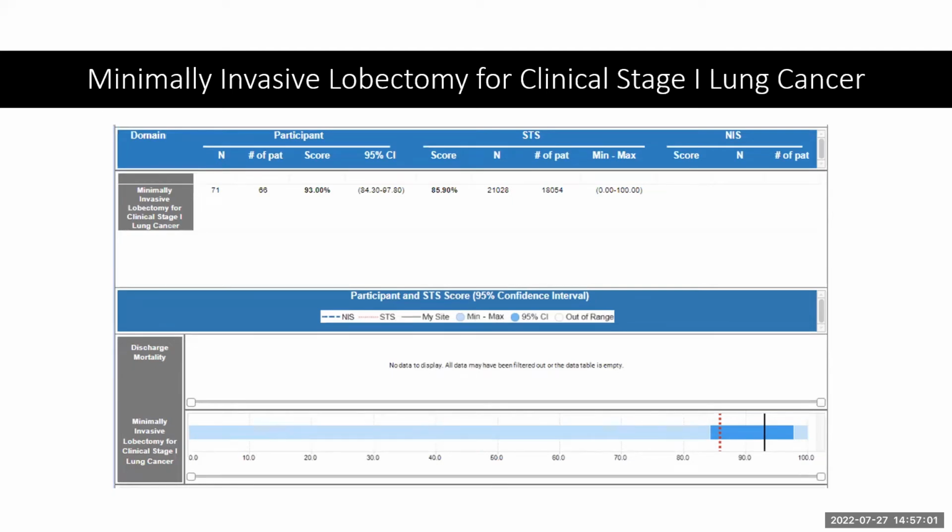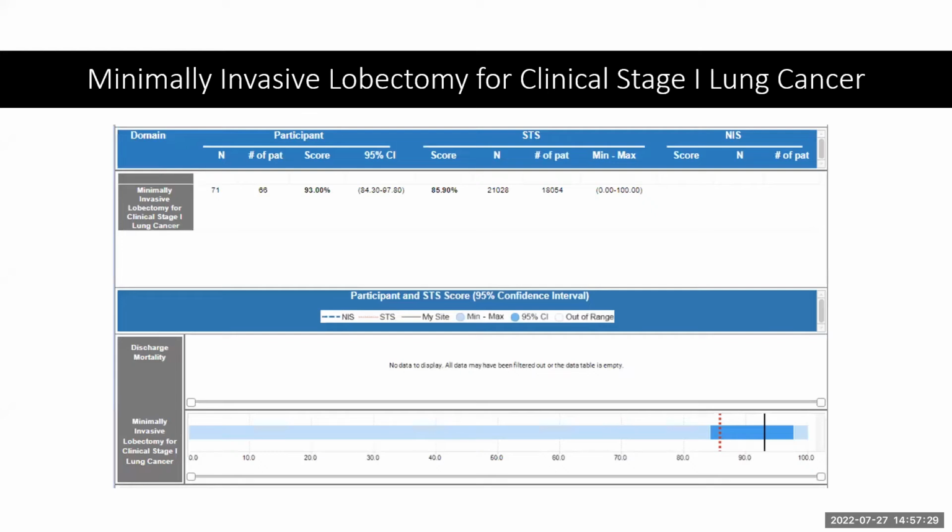Again, we have our 95% credible interval here that shows us the high-low range for the participant. And we can compare that to the STS score, which is 85.9%, and they have slightly over 21,000 cases, and a little over 18,000 of those were done minimally invasively.